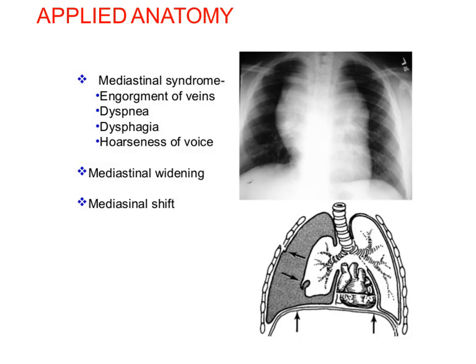And this is the applied anatomy, mediastinal syndrome, and on the right side we can see the chest x-ray, and it depicts the widening of mediastinum. Then we have mediastinal shift, which is shown in the lower figure, how the mediastinum is shifting to the diseased side whenever there is decrease in the volume of lung. In this diagram we can see the collapsed lung.